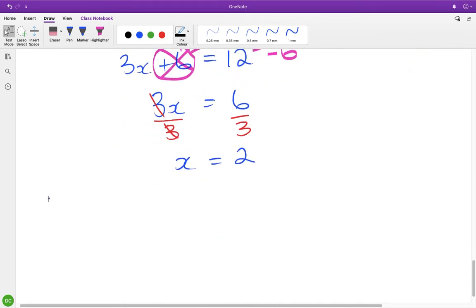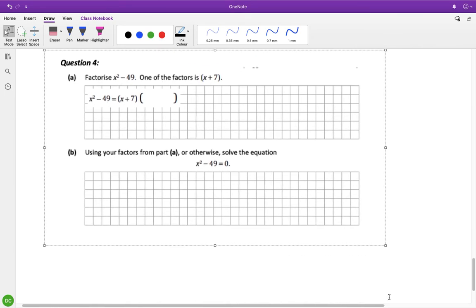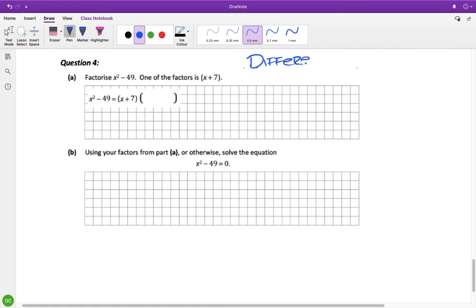Okay, question 4. So x squared minus 49, and we're being asked to factorize. So that is again, if you're looking back in your notes, a difference of 2 squares. So you recognize that the 49 is 7 squared. So you put an x here and you put an x here, that's your x squared. You put a 7 here and a 7 here, and that's your 7 squared, and then one bracket is plus and one bracket is minus.